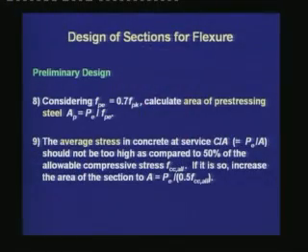If it is so, then increase the area of the section to A is equal to PE divided by 0.5 FCC allowable. That means once we know effective prestress, we can just increase the area of the section to make sure that the average stress is within 50% of the allowable value at service.